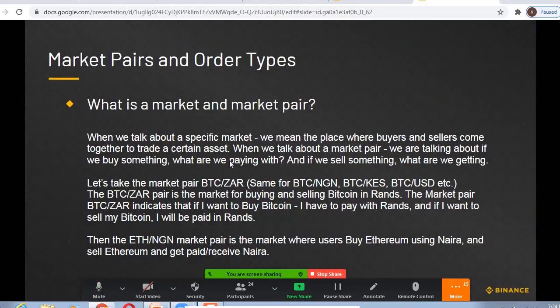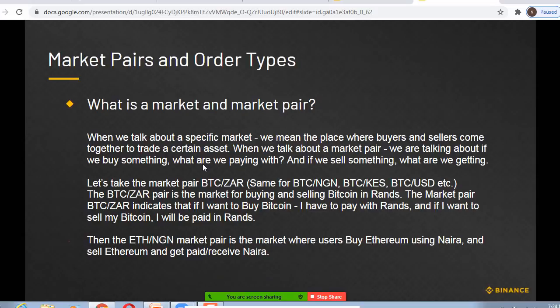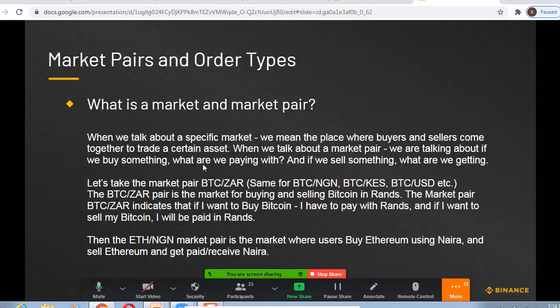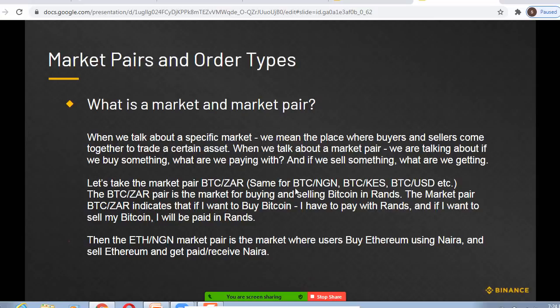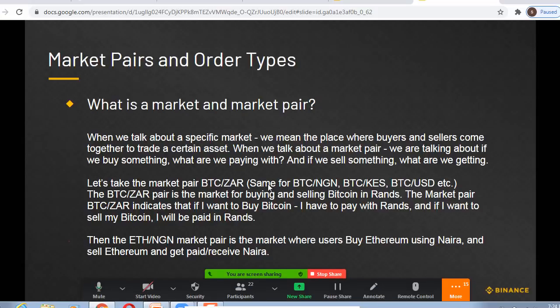It's very important. Now, let's talk about market pair. Very important, so that you understand what I mean by market pair and market. Now, let's say, for example, you have BTC ZAR. This is South African rand. Same thing with BTC NGN, BTC Nigerian Naira. We have BTC Cash, and then BTC USDT. They are numerous when it comes to market pairs.